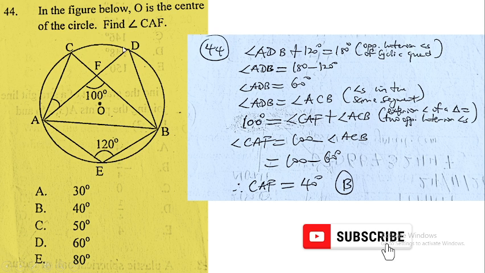Question number 44 is on quadrilateral, sorry, it's circle geometry rather. It's on circle geometry, and in the figure below, O is the center of the circle. Find angle CAF. CAF, this angle that is here, you have to find that.